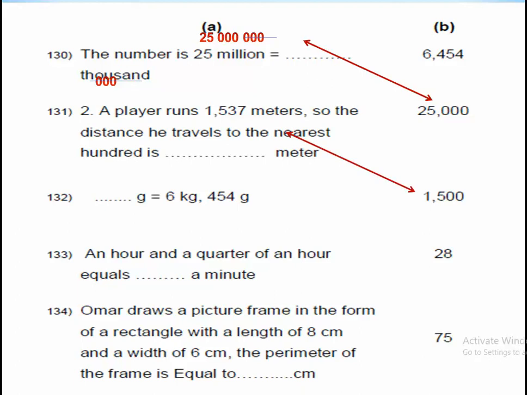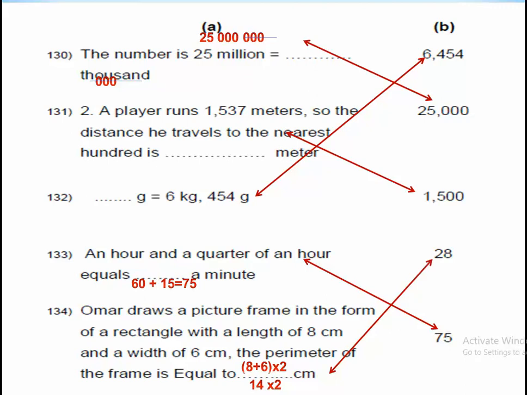How many grams? It will be 6454. An hour and a quarter of an hour equals an hour, 60 minutes plus 15, it will be 75. Omar draws a picture frame in the form of a rectangle with length 8 and width 6. The perimeter of the frame will be 6 plus 8 times 2 equals 14 times 2 equals 28.